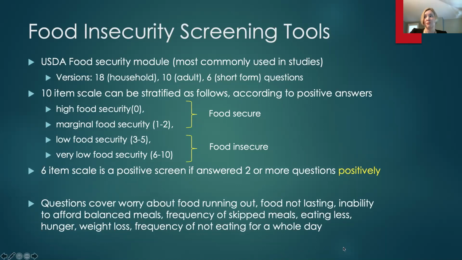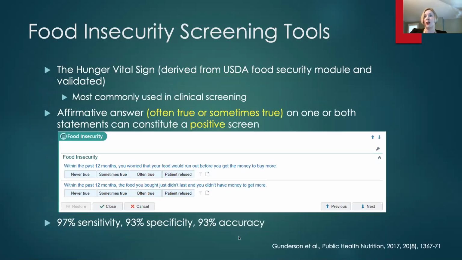Food security can be stratified into 4 categories: high, marginal, low, and very low. But in many studies, these are dichotomized as food secure being 2 or fewer answers positive on this scale, and food insecure being 3 or more answers positive on the 10 item scale. And people were considered to have a positive answer if they answered that this was often true or sometimes true.